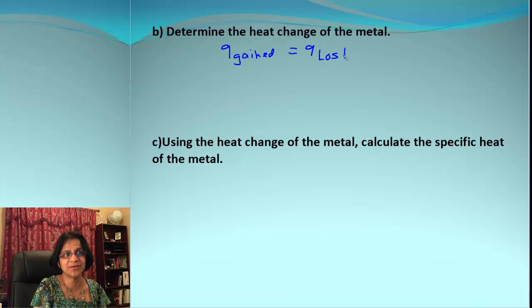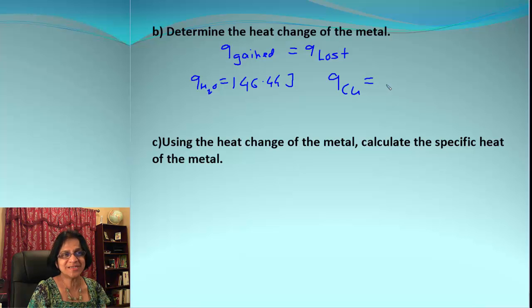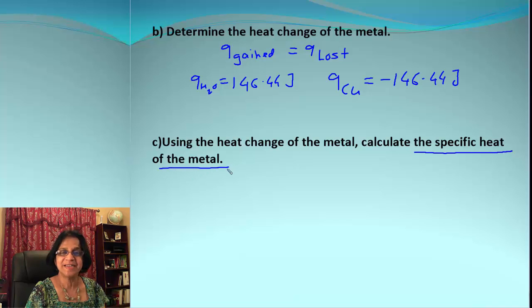Now this becomes easier because we know the amount of heat which is gained is equal to the amount of heat which is lost. So the amount of heat gained by water was 146.44 joules, and copper metal is the one which is losing heat. So how much is that? It's actually the same value except with the negative sign, negative 146.44 joules. And now using this information, we can actually find out the specific heat of copper or any metal.